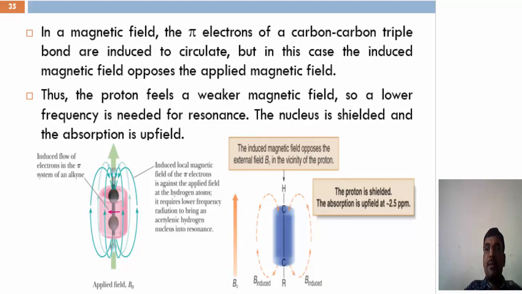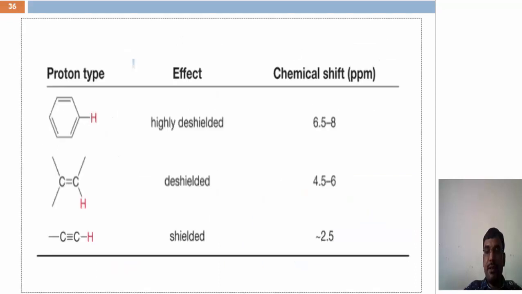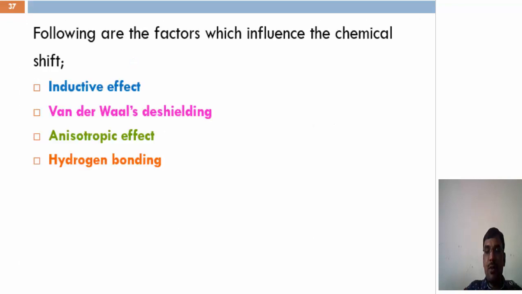In the magnetic field, the pi electrons of certain carbon-carbon bonds are induced to circulate, but in this case the induced magnetic field opposes the applied magnetic field. This is the type of proton in benzene, alkene, and alkynes. In benzene, the proton is highly deshielded; its value is 6.5 to 8. In the alkene proton, the value is 4.5. In acetylene, it is shielded, and its value is 2.5 to 2.9.